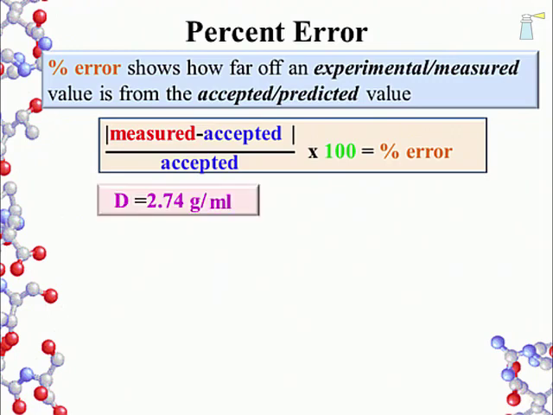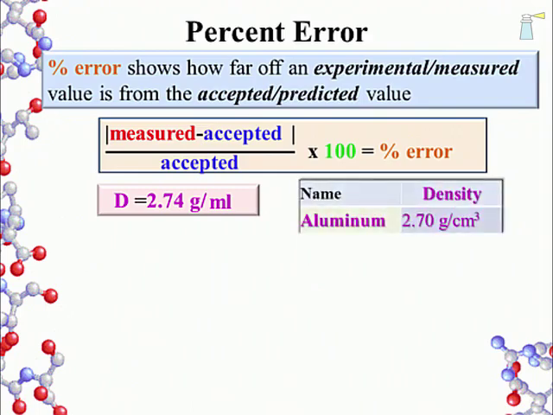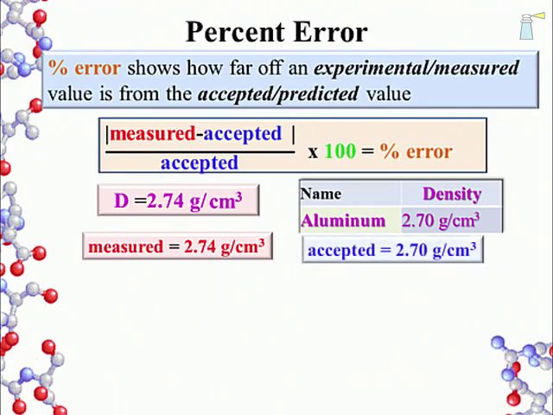The displacement problem gave us a density of 2.74 grams per mL. It compared favorably with the density of aluminum at 2.70 grams per cubic centimeter. Notice that the volume unit is given in mL in one value and cubic centimeters in the other. Since 1 mL is the same thing as 1 cubic centimeter, we can make a direct substitution. Referring to the percent error equation, the 2.74 grams per cubic centimeter is the measured value, and the 2.7 grams per cubic centimeter is the accepted value.